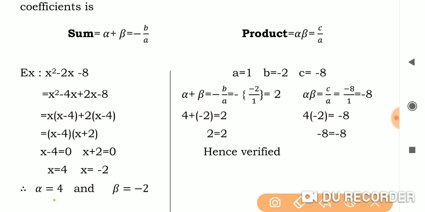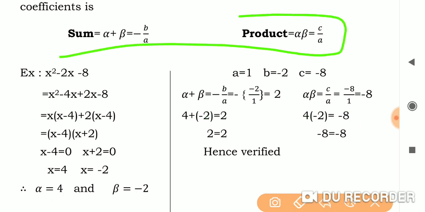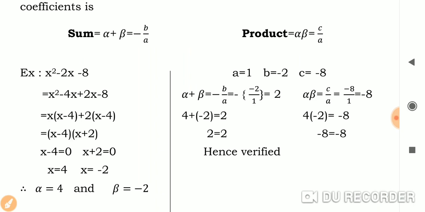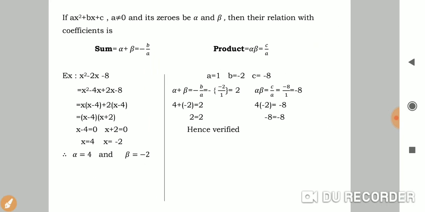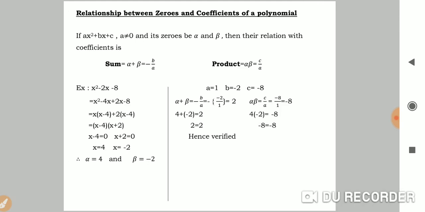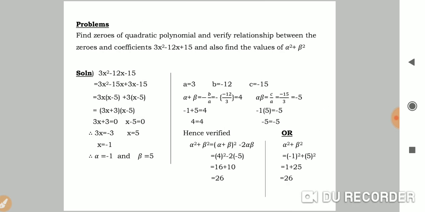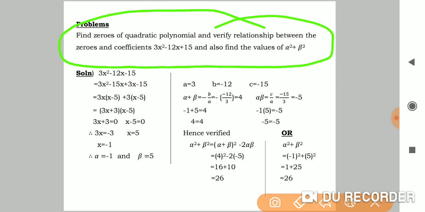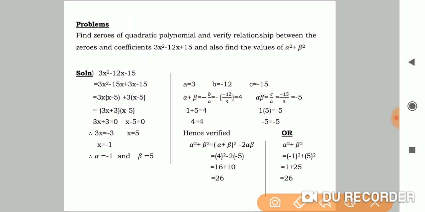So here the sum of zeros and product of zeros has been verified. So this relation has been verified. Now let us see one more example related to the same thing. That is one problem. Find the zeros of a quadratic polynomial and verify the relationship between the zeros and coefficients of this polynomial, that is 3x square minus 12x plus 15, and also find the values of alpha square and beta square.